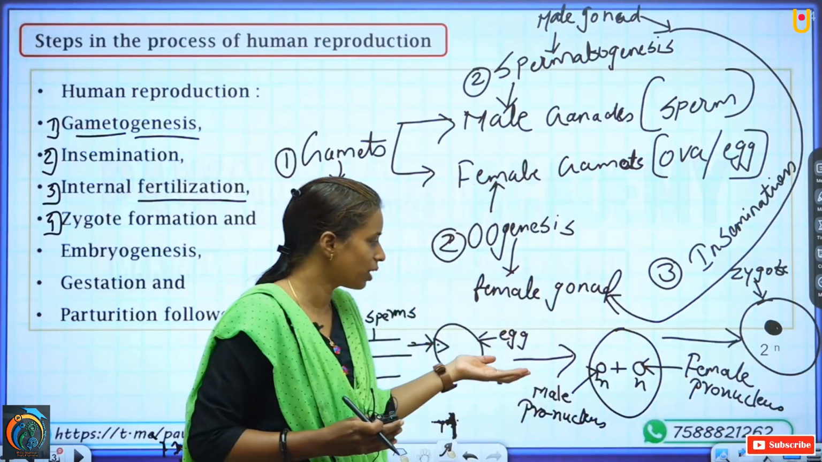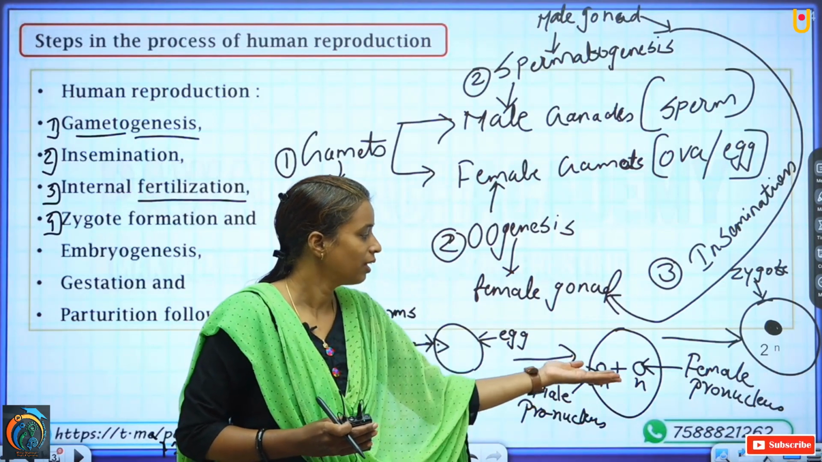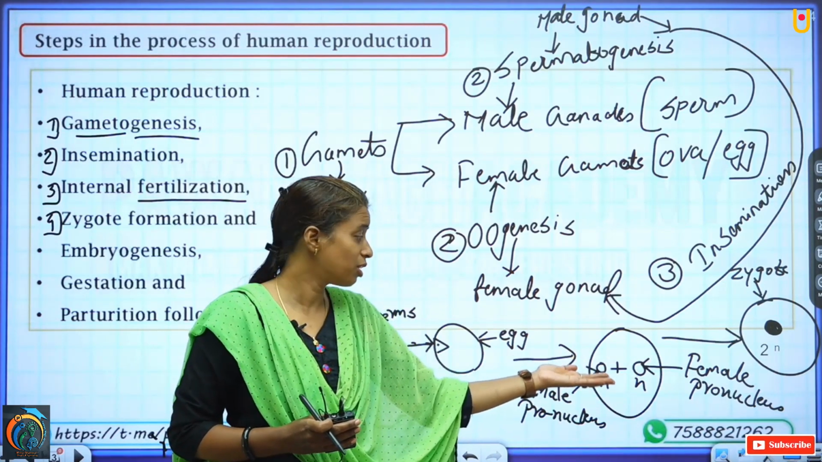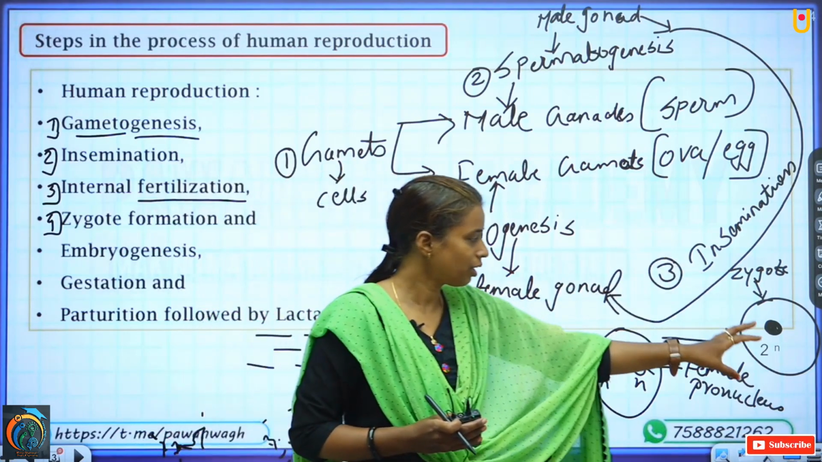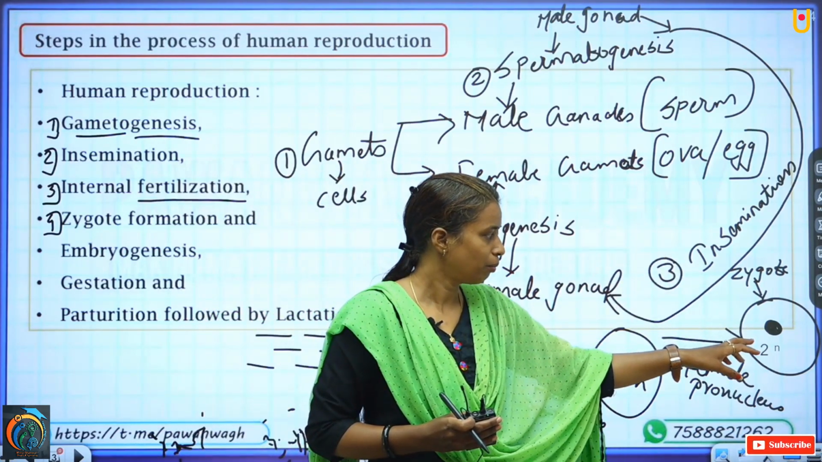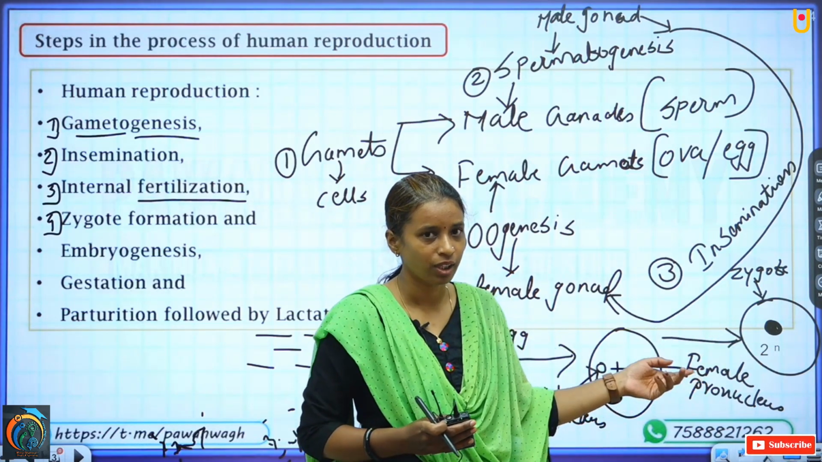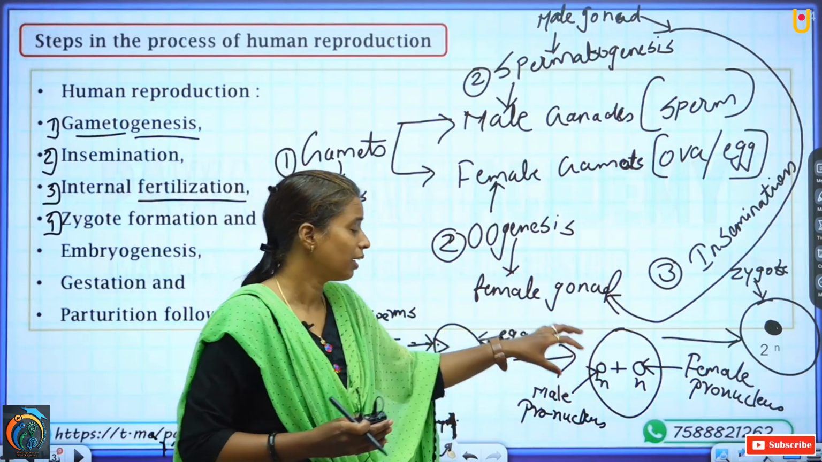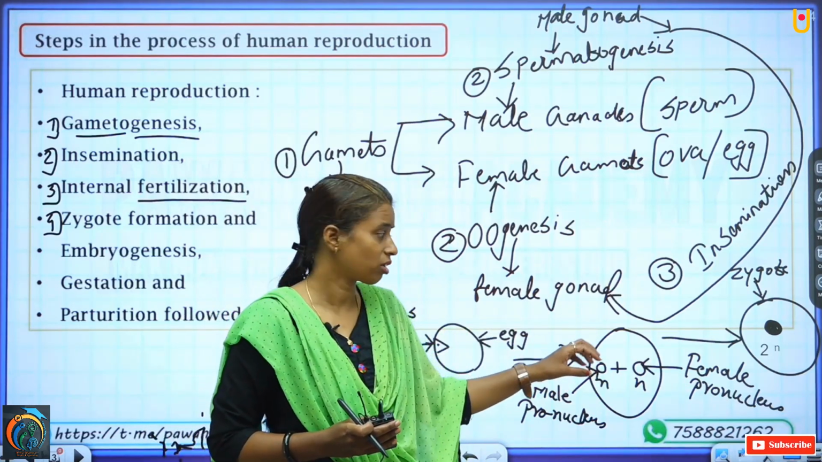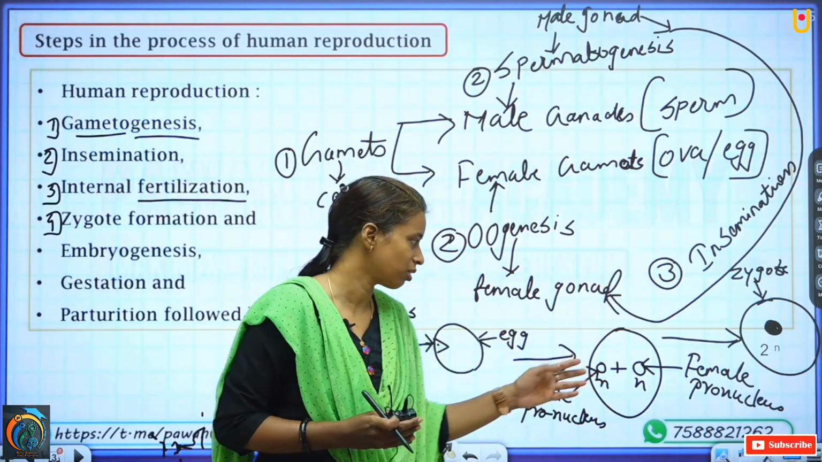Before fusion of the female and male pronucleus, it was in the haploid condition, but after fusion it becomes diploid. This is the main and important thing in human reproduction. Without this, nothing will go in the right direction.